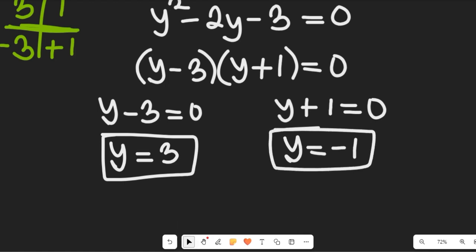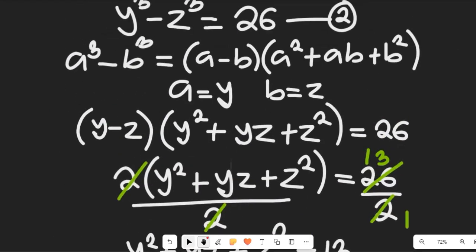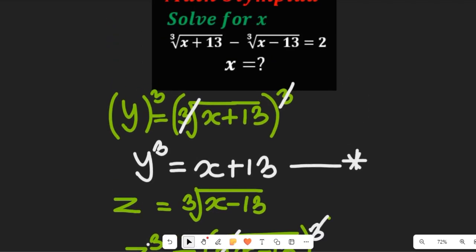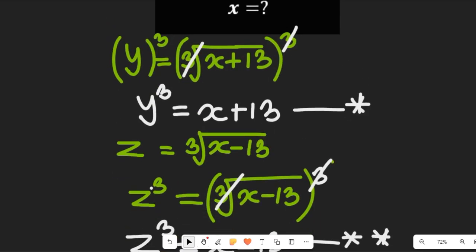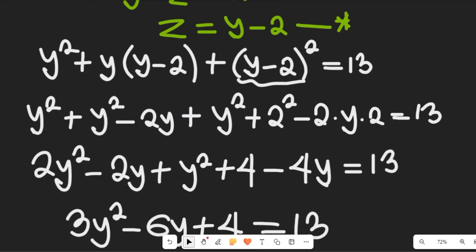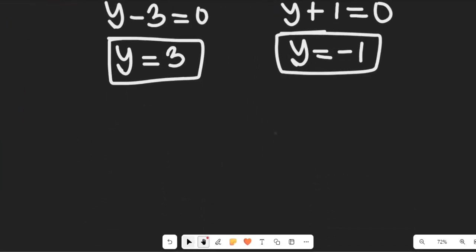Now recall that we are asked to find the values of x and not y. Initially, we substituted y to be equal to the cube root of x plus 13, and z to be equal to the cube root of x minus 13. So we're going to find the value of x since we substituted all this for y.